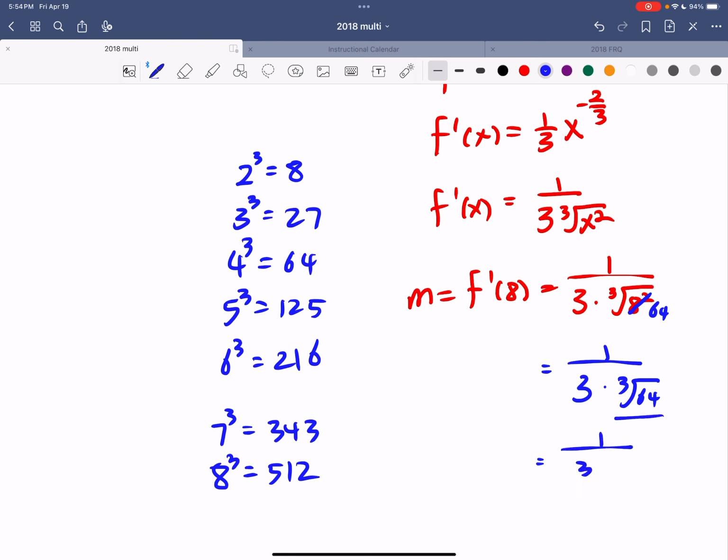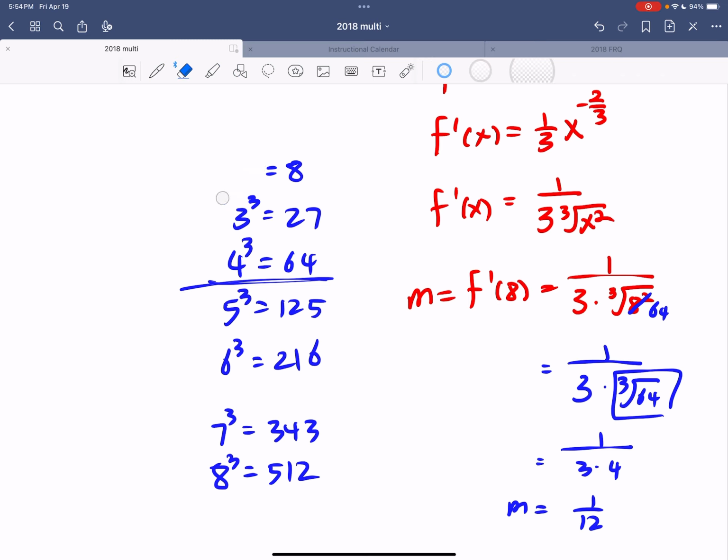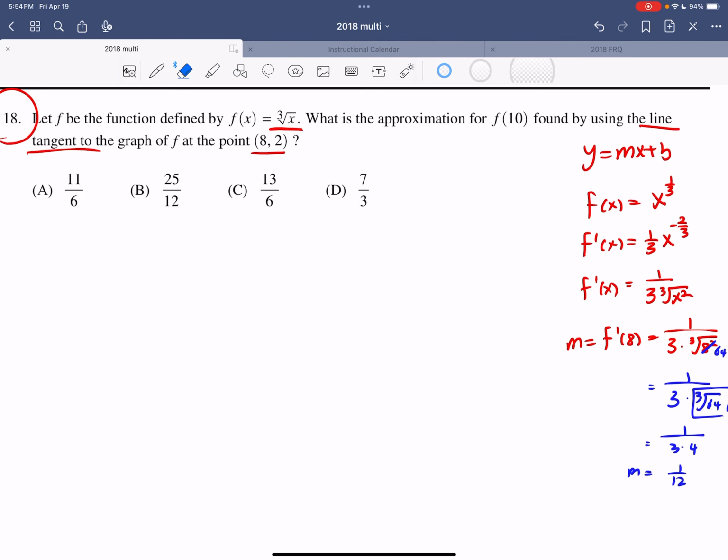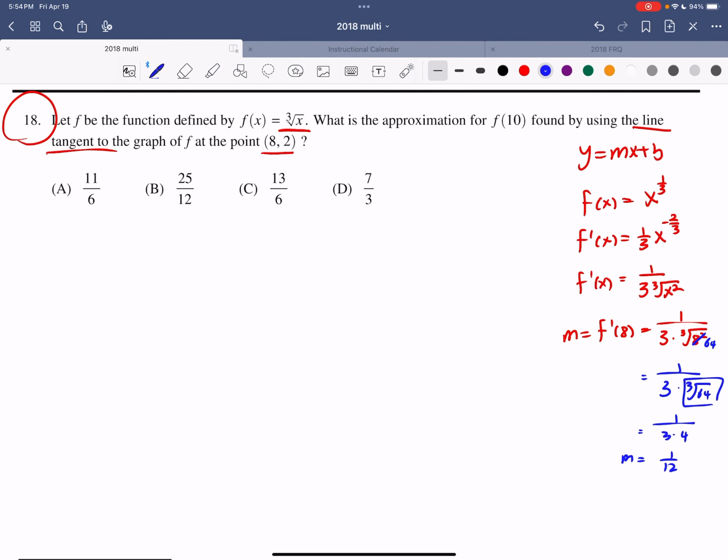So the cube root of 64 is going to be 4. So it's going to be 1/12. That's going to be the slope, okay? Now let me erase this. So we got the slope. So out of this y equals mx plus b, now we have y equals 1/12 x plus b. b is the y-intercept.